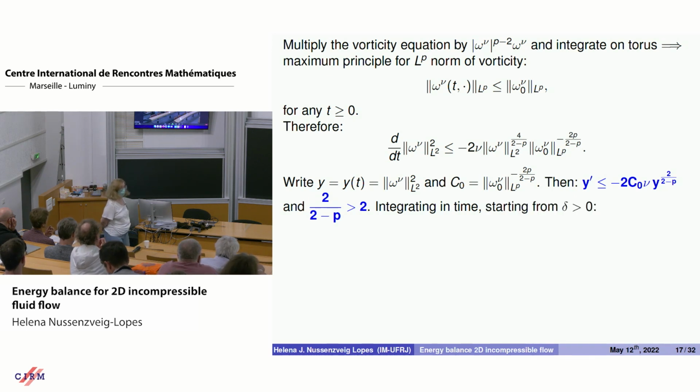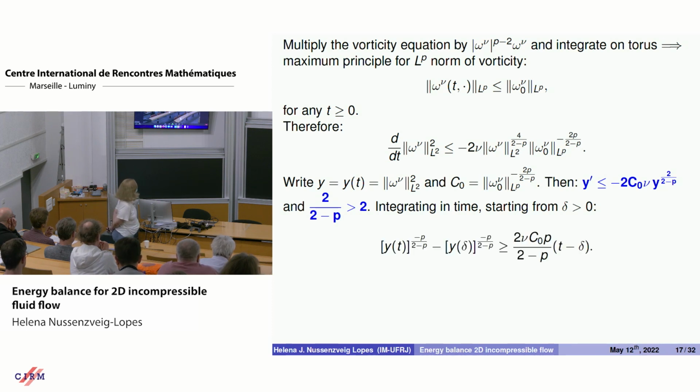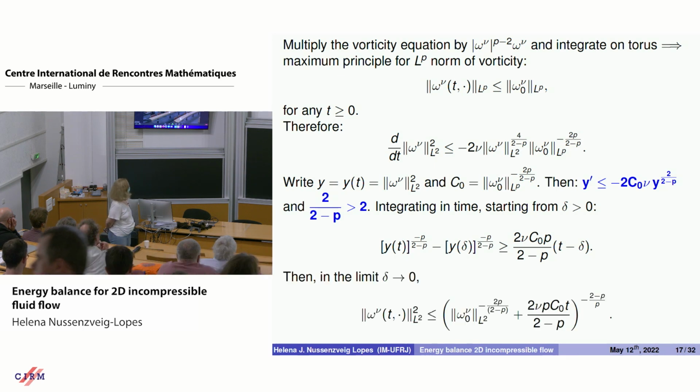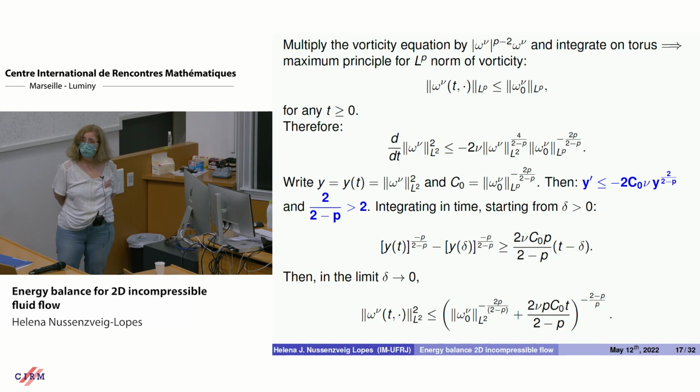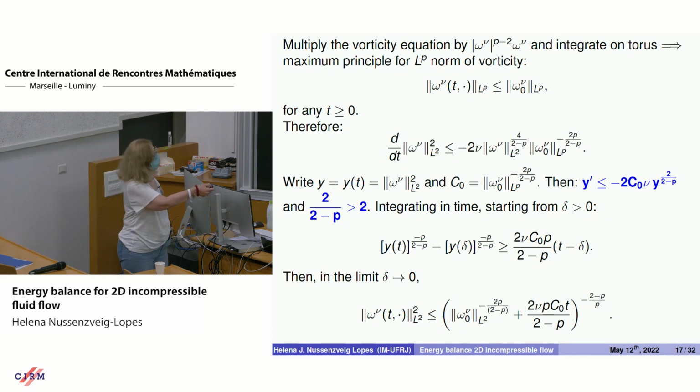If you integrate in time, starting from some positive time delta, then you get this estimate here. And now you can take the limit delta going to 0. Before you couldn't because you do not know what happens with omega_0^nu in L2. But here, if omega_0^nu in L2 is infinite, then since you have a negative exponent here, this is just 0. Otherwise, it is what it is.